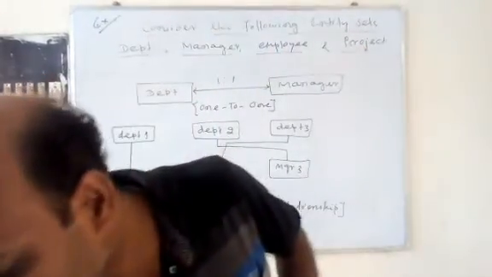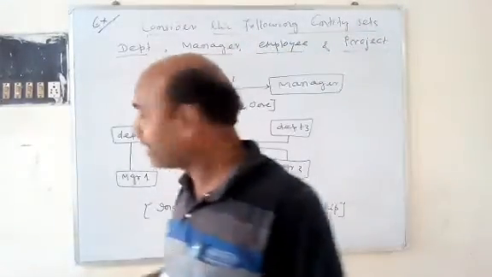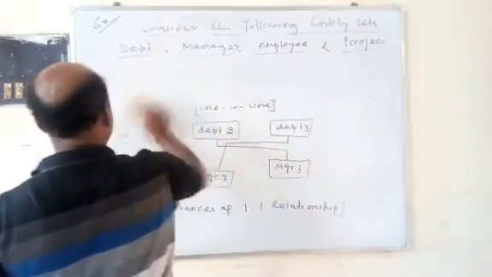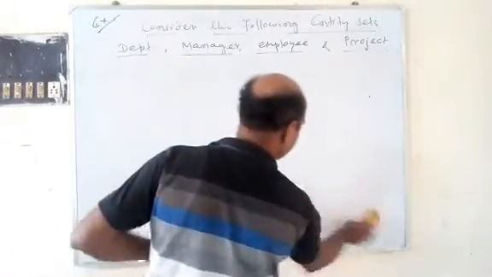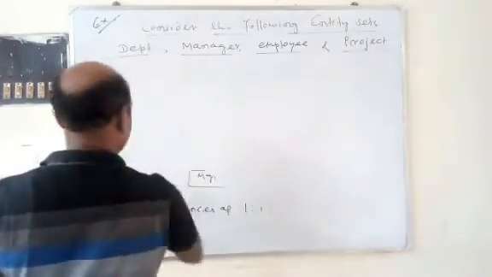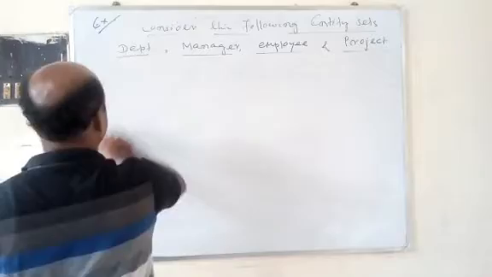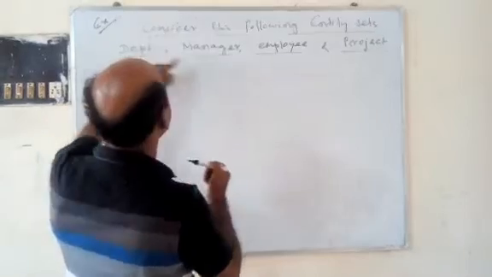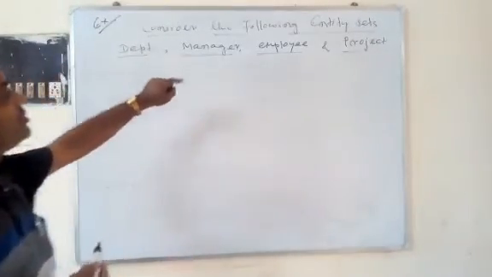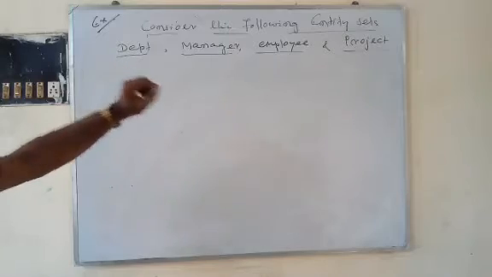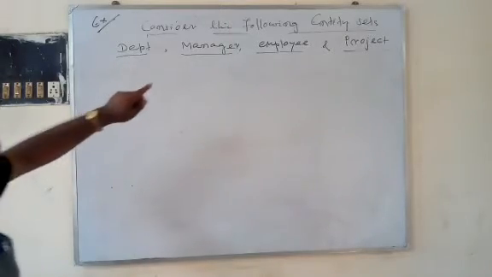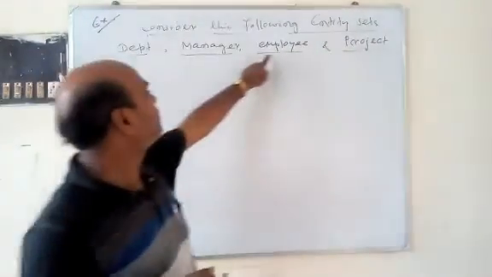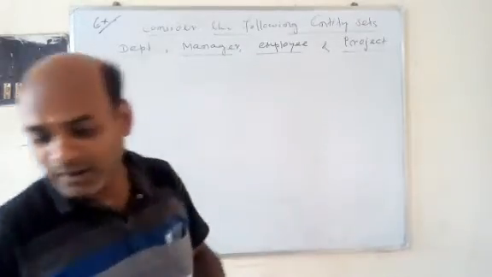Next, let's consider one to many relationship. Department and manager. This is 1 to 1. Now you will consider one to many relationship. Suppose in a department there are a number of employees. The relationship between department and the employees is considered the one to many relationship.